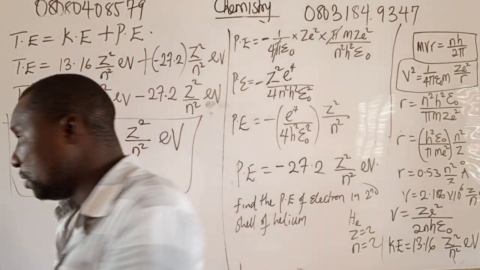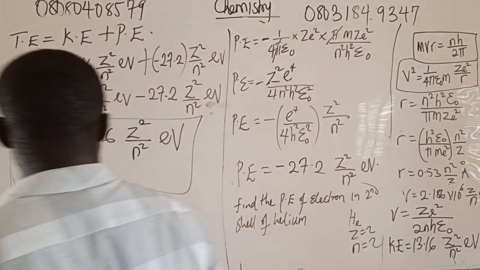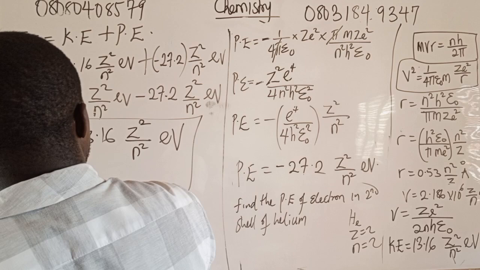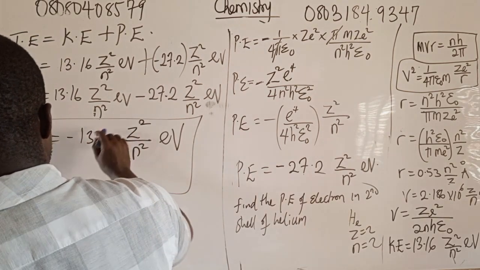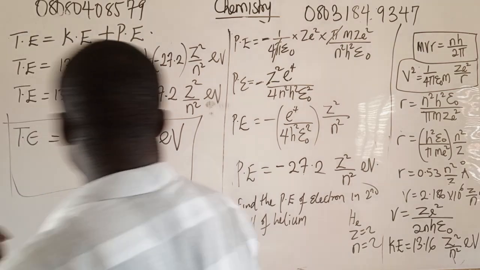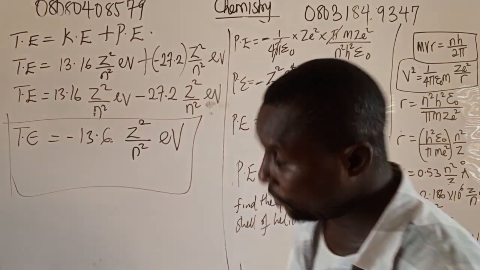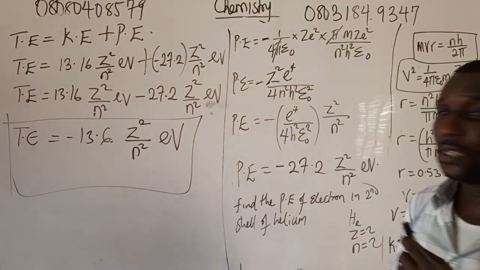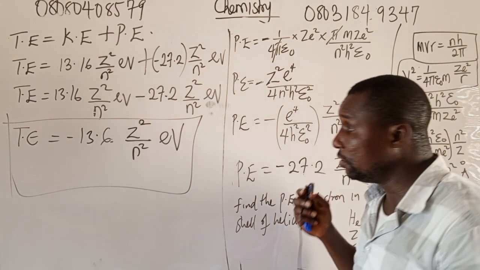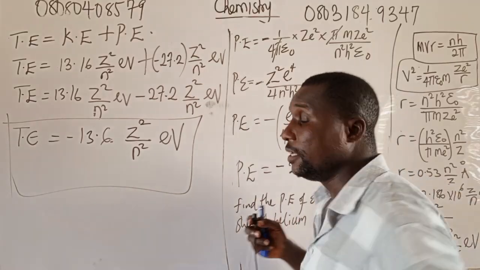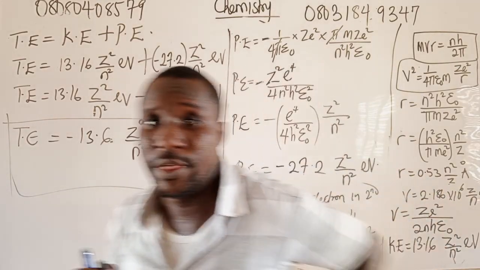Total energy, minus 13.6 Z squared over n squared electron volt. That is the formula for total energy. Take note. Those are things you have to know. You have to know total energy, kinetic energy, potential energy, and the atomic model of Bohr.